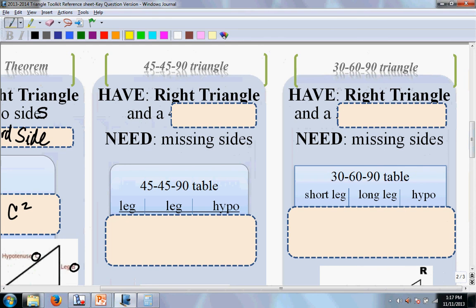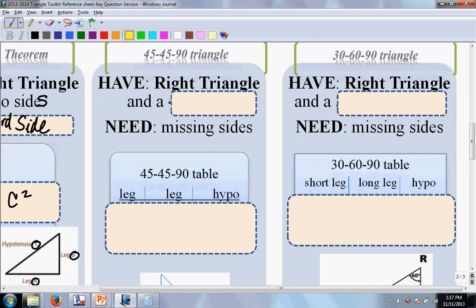Now, we even have shortcuts for the Pythagorean theorem. They're called special right triangles, and they are specifically the 45, 45, 90 and 30, 60, 90. So if you have a right triangle with a 45-degree angle, you use this shortcut. If you have a right triangle with a 30-degree or a 60-degree angle, you can use this. And we use this to find missing sides.